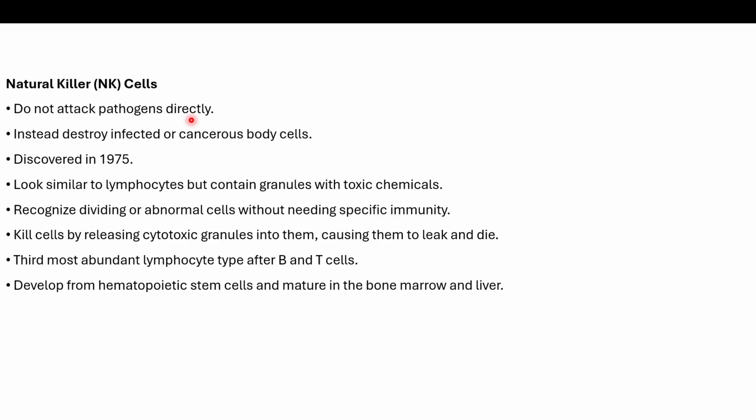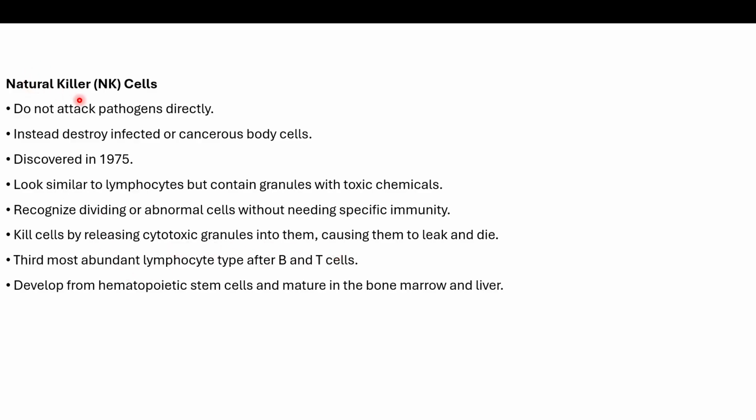Now, there are natural killer cells, which do not attack the pathogen directly. Microphages and macrophages are scavenger cells which can attack the pathogen directly by phagocytosis. Natural killer cells, however, destroy the infected or cancerous body cells instead, and they look similar to lymphocytes, but they contain granules with toxic chemicals. They recognize dividing or abnormal cells without needing specific immunity, and can kill the cells by releasing cytotoxic granules into them.